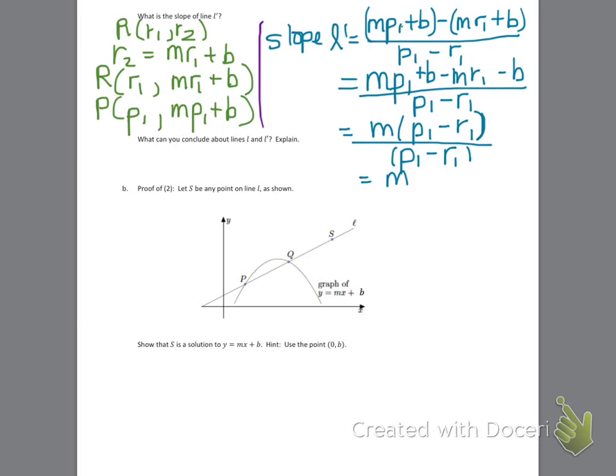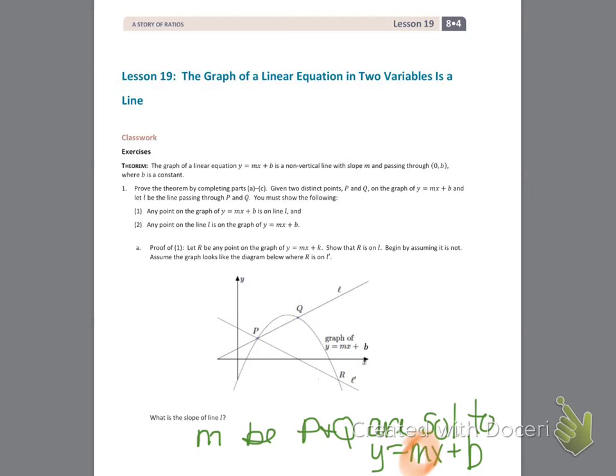So what can we conclude about L and L prime? Well, L and L prime both go through, let's go back and look at it, they both go through this point P. They both go through point P, and they have the same slope, so they are the same line. So this point R that we previously drew down here has to be up on this line L.